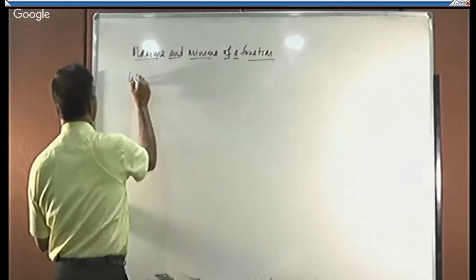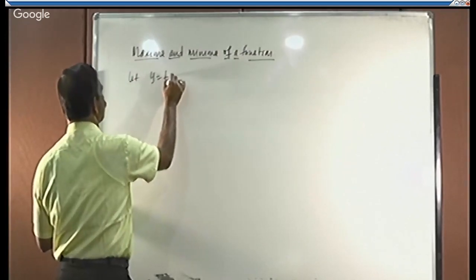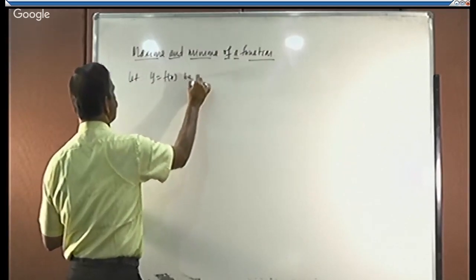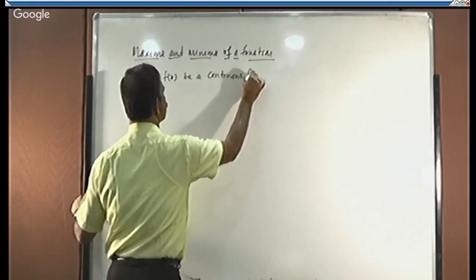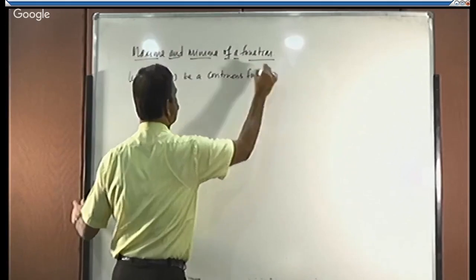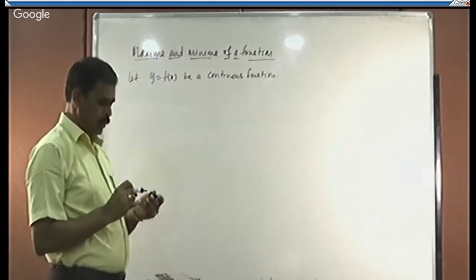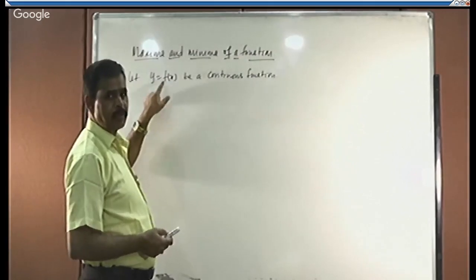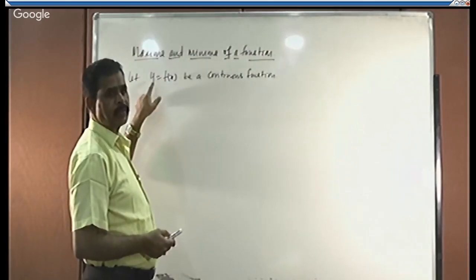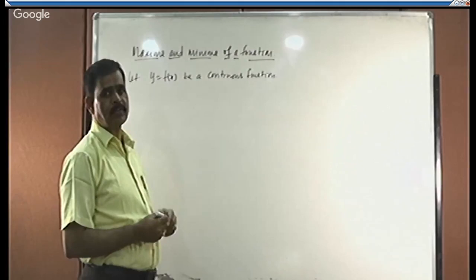So let y is equal to f of x be a continuous function. What is the meaning of continuous function? The continuous function is one for every value of x, there must be a particular value of y. Such functions are called continuous functions.